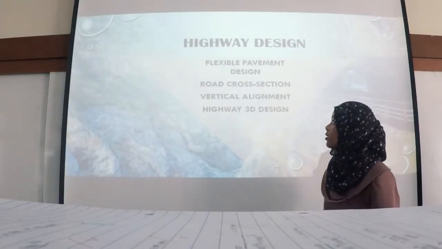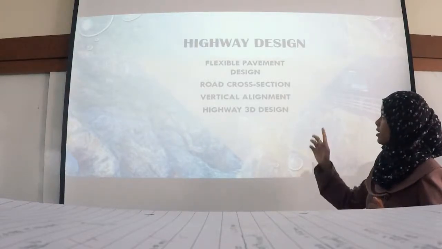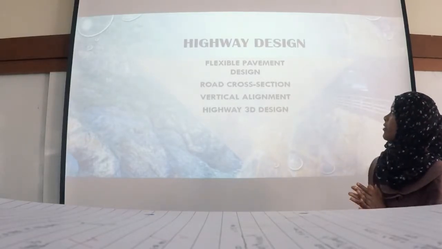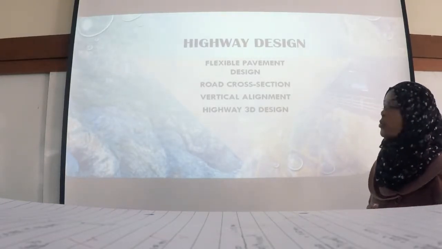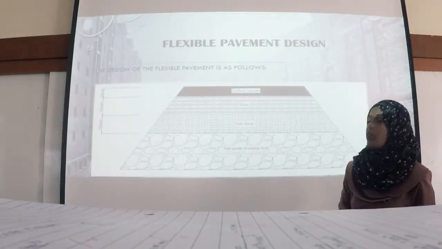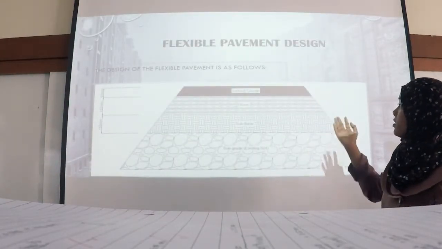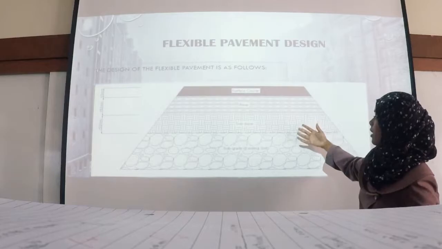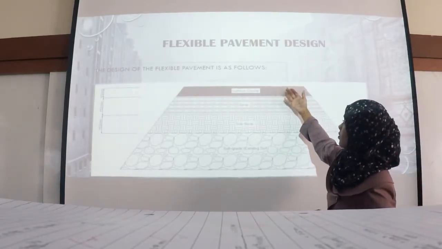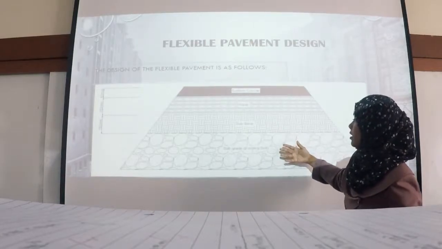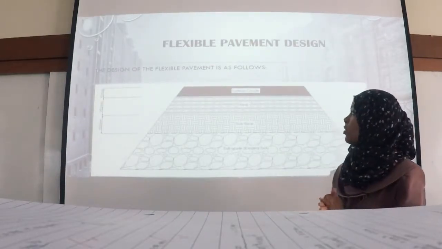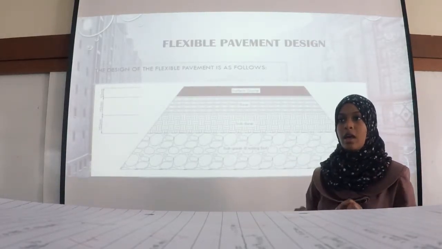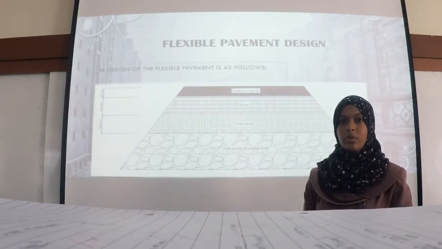Okay, I will talk about the highway design. I will talk about the first two results, the flexible pavement design and the road cross section. For flexible pavement design, to design a road there are a few layers, as you can see here: the surface course, the base, the sub-base, and then the sub-grade layer. These layers we have to include in our design of a modern road.